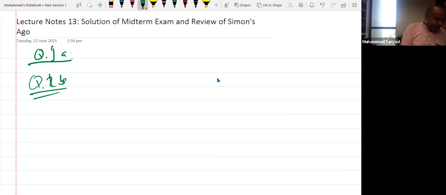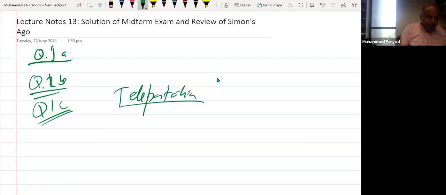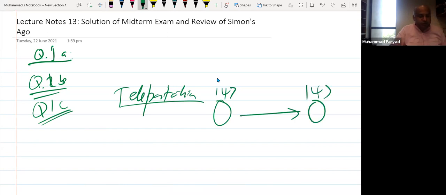The third part of the first question was: what's the main application of teleportation on a quantum computer? So teleportation is essentially the transfer of a state from one qubit to another. When we are talking about communication, this is important to communicate data. If you want to send information from here to there using a quantum mechanical channel, you are sending the quantum state.